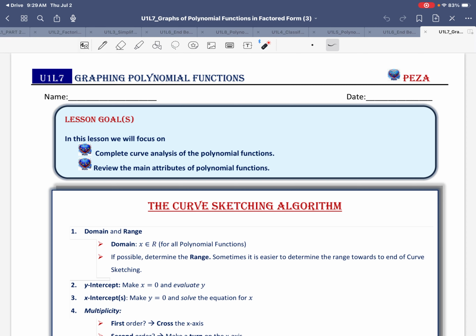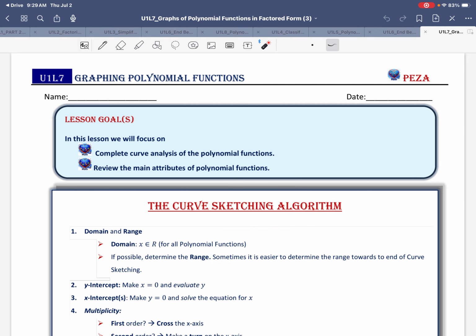Today, we'll continue with lesson U1L7, Graphing Polynomial Functions. In this lesson, we are going to learn how to perform a complete curve analysis of polynomial functions. By the end of the lesson, you'll be able to analyze and sketch the graph of any polynomial function by applying all the concepts that we have learned throughout this unit. So let's begin with our curve sketching algorithm.